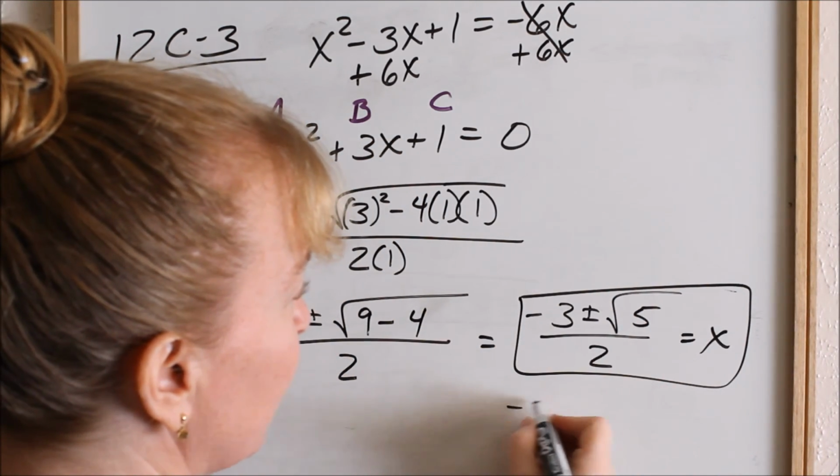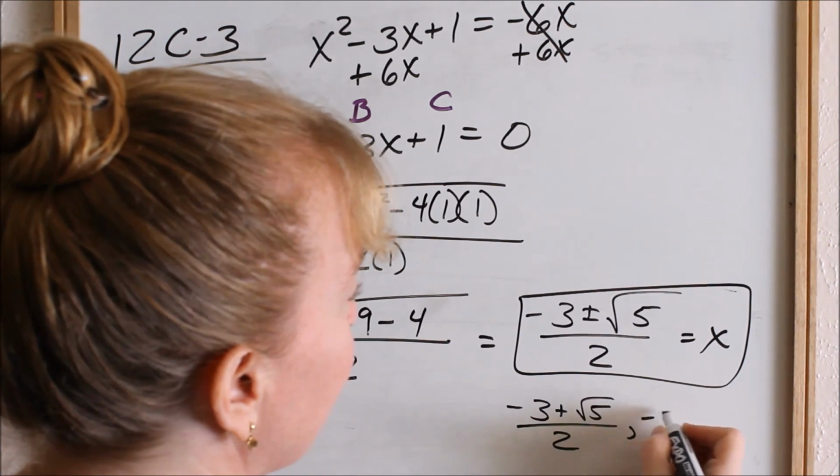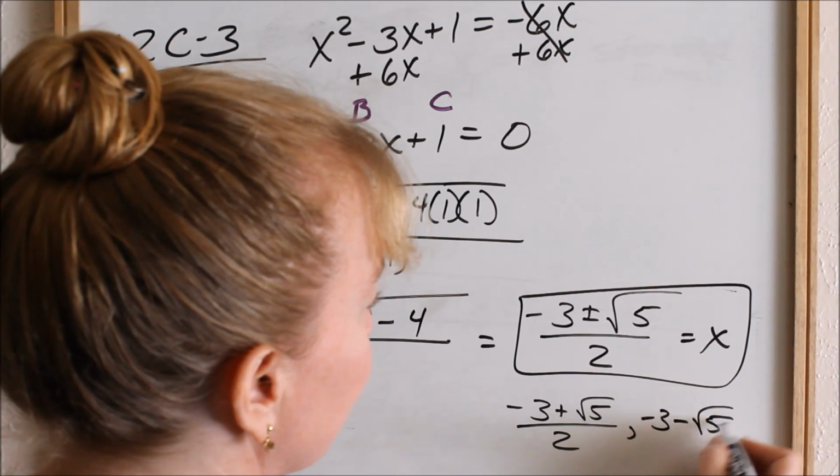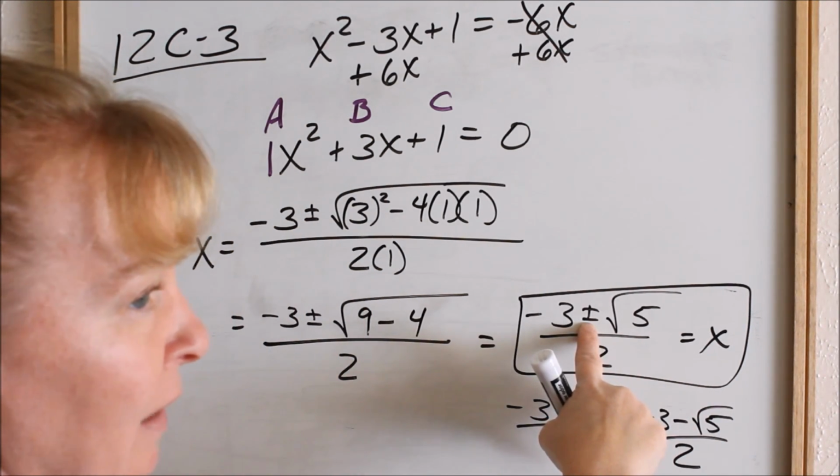Basically, my two solutions are negative 3 plus square root of 5 over 2 and negative 3 minus square root of 5 over 2. Our two solutions come from this plus or minus sign in front of the radical.